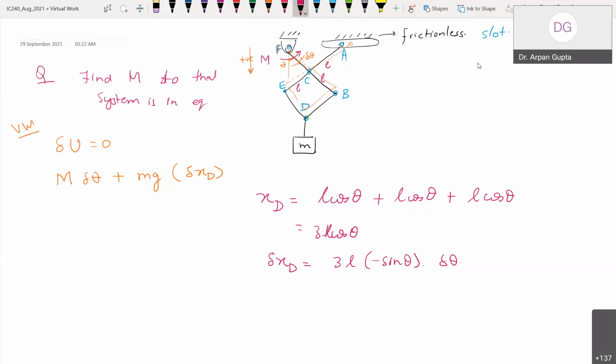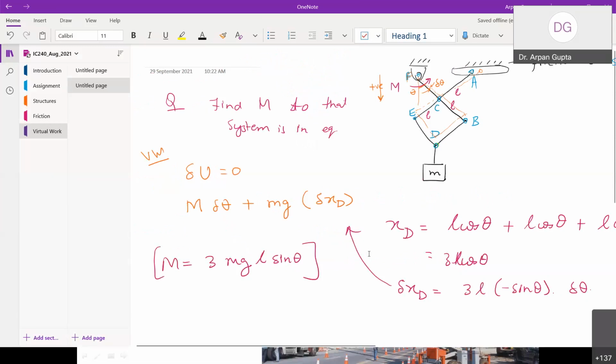That's the expression. Now if we substitute this expression here, we will get the moment is equal to 3 mg times L times sine theta. So just by a very short derivation, we can get the final expression, right? Okay. Now, are there any questions? Or maybe let me complete the lecture and then we can have questions.